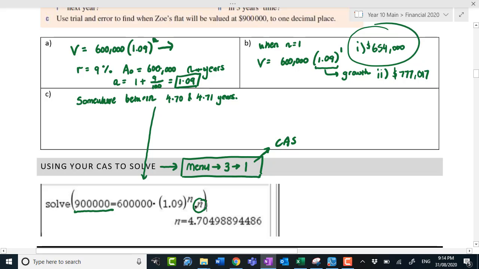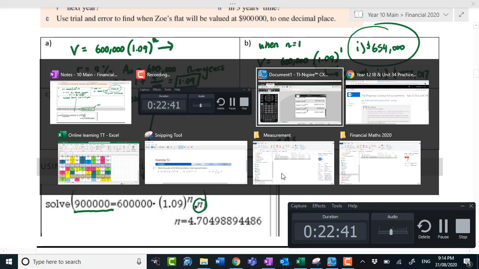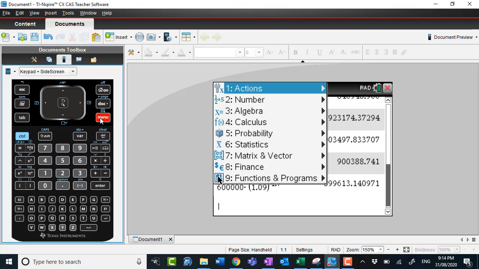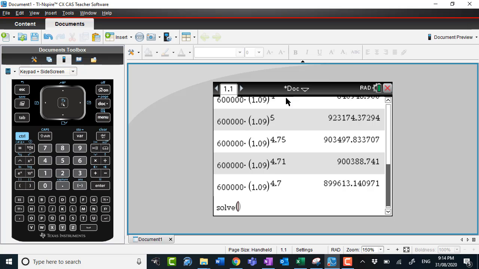Now, let's go ahead and show you in the CAS calculator. Here's the CAS, and let's show you where to solve. First of all, we go to menu, and then algebra. You can see there's a little 3 there. So menu 3. You're going to need this for methods and general maths as well, so it doesn't matter which one. Menu 3 and then 1. Okay, let's go ahead and solve.